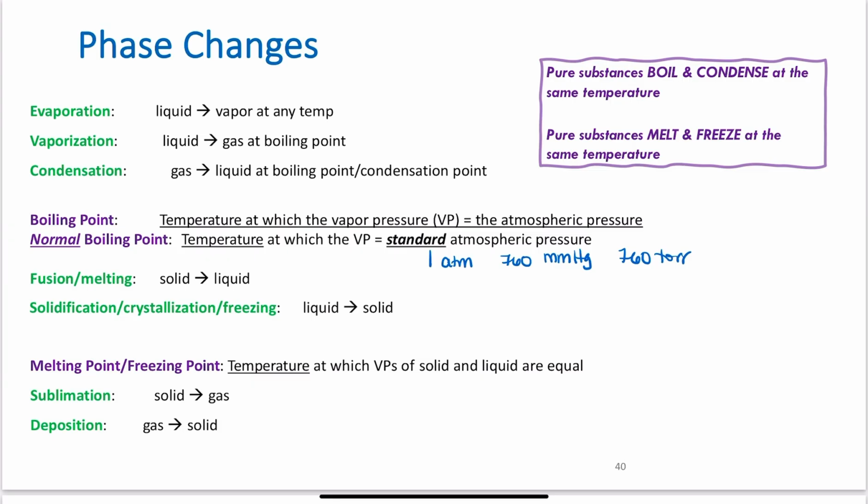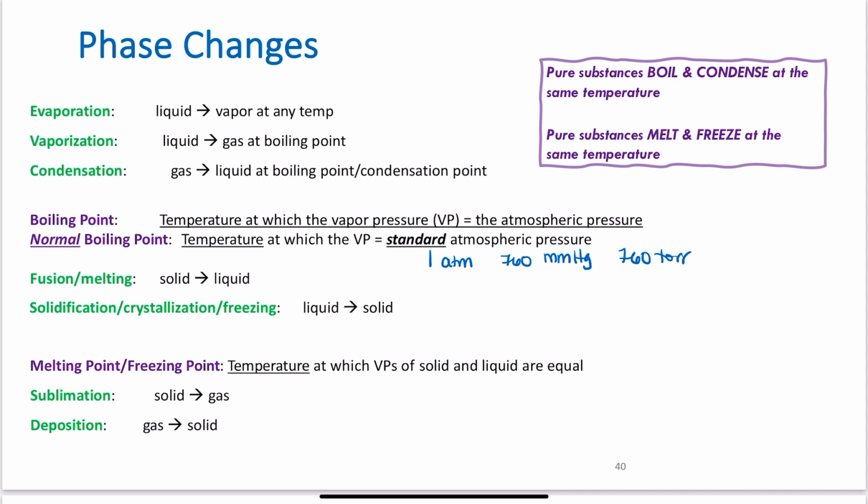The next phase change we're going to talk about is the difference between solids and liquids. Fusion and melting mean the same thing. I don't care if you call it fusion or if you call it melting. Fusion and melting is solid going to liquid phase. Solidification, crystallization, and freezing are liquid to solid phase. I don't care which one you use, they all mean the same thing. But again, fusion or melting is solid to liquid, whereas solidification, crystallization, or freezing is liquid to solid.